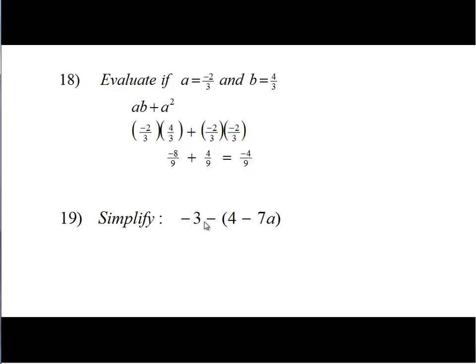And then number 19, we have -3. This negative times 4 is -4. And negative times 7 makes +7. So 3, and then minus times 4 is -4. Minus times 7 is +7. And then you can combine these two, so it's -7a.